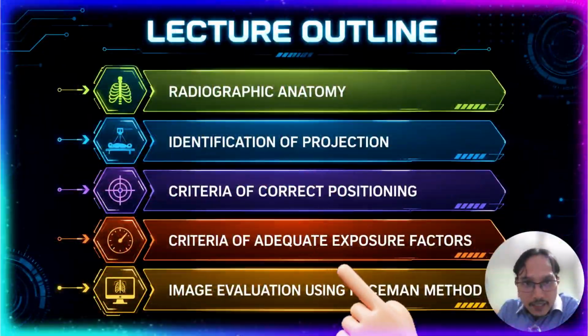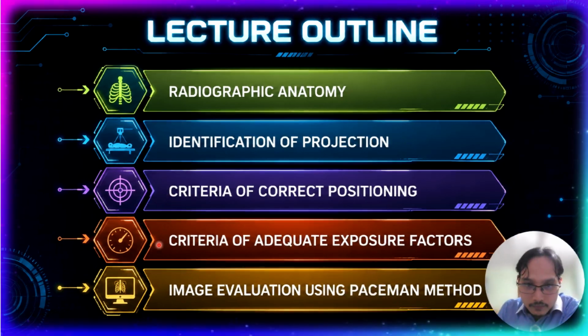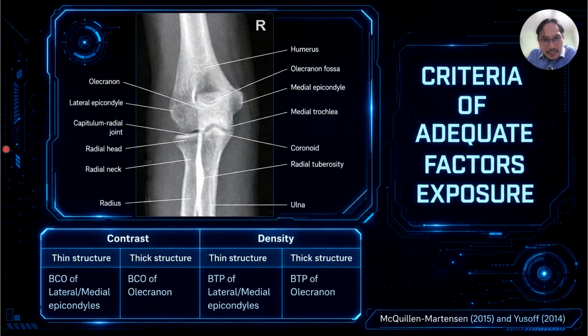Criteria of adequate exposure factors. Adequate exposure factors are essential to produce a diagnostic quality radiograph. Therefore, both contrast and density should be evaluated carefully. For contrast and penetration, the bony cortical outline of thin and thick structures must be able to be visualized, such as the outline margin of the structures must be seen.